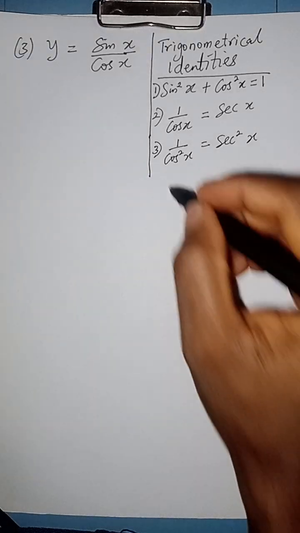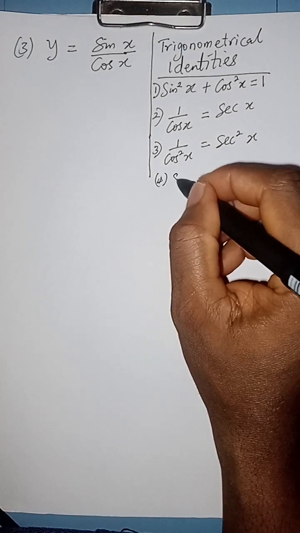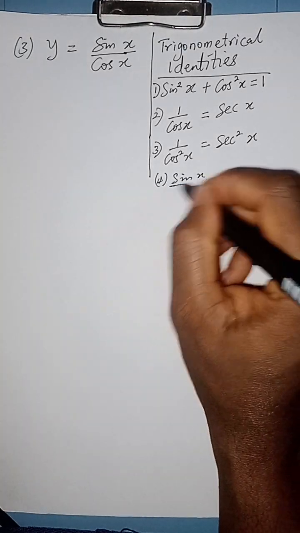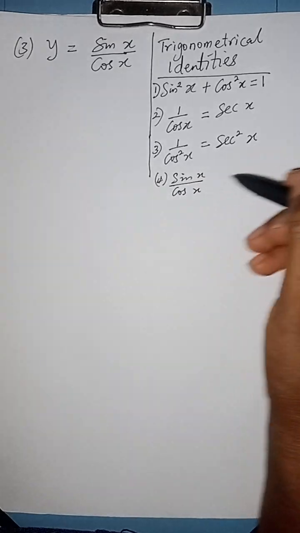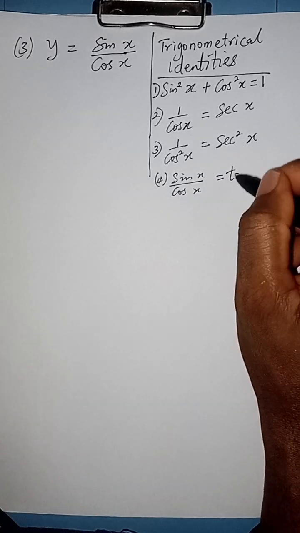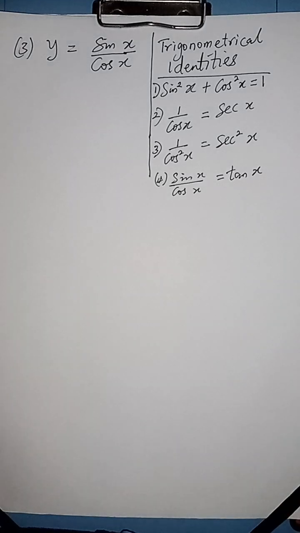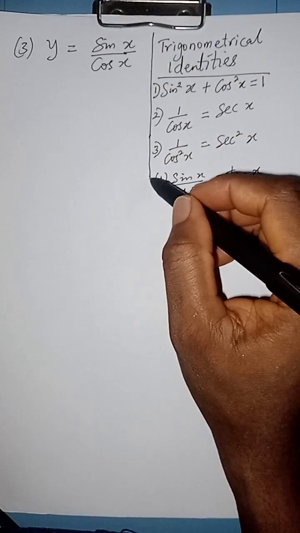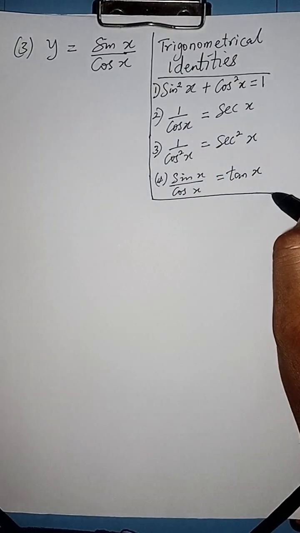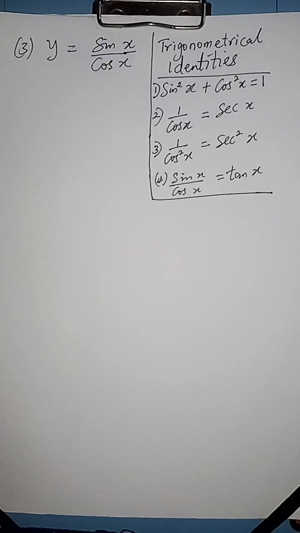Then it's also important to know that sine x over cos x is equal to tan x. Now, these are the identities I want you to remember. We will need them when the time arises.